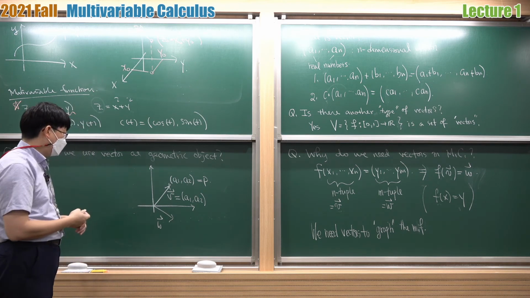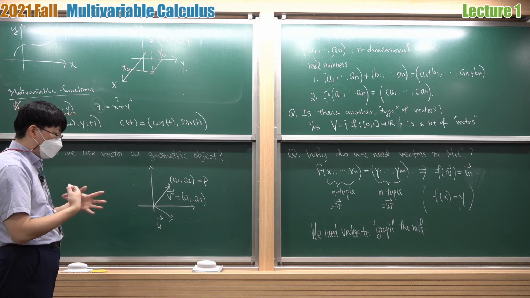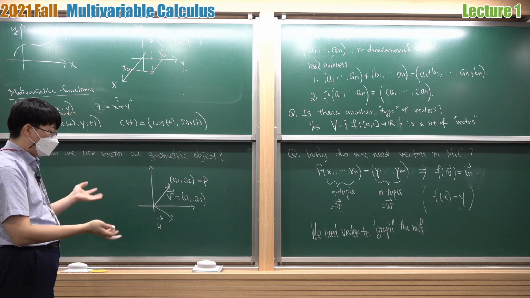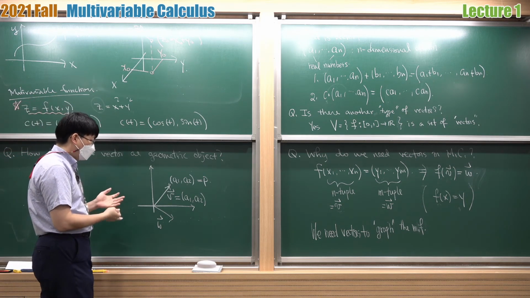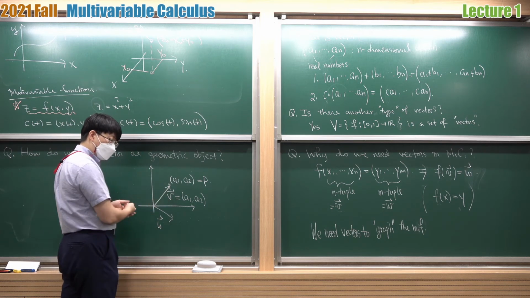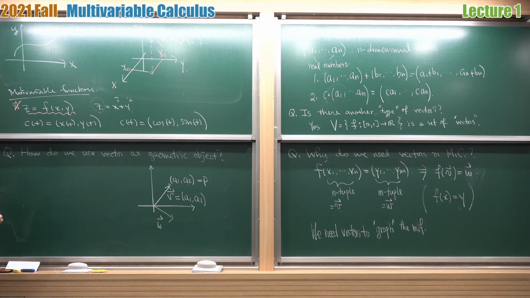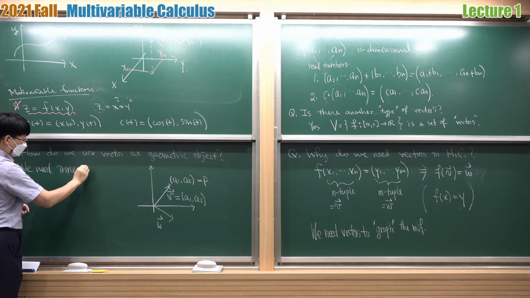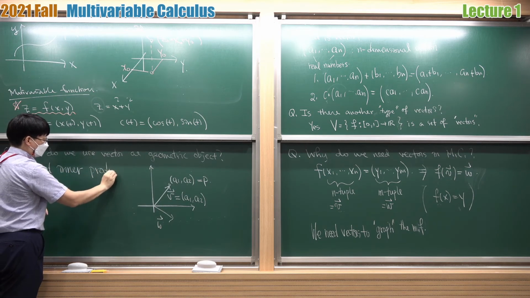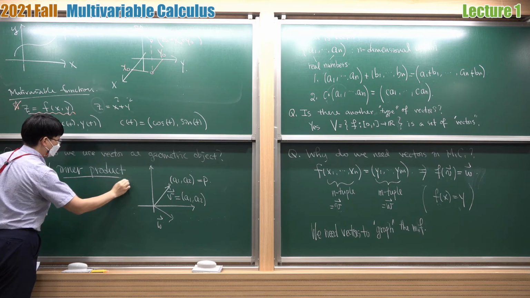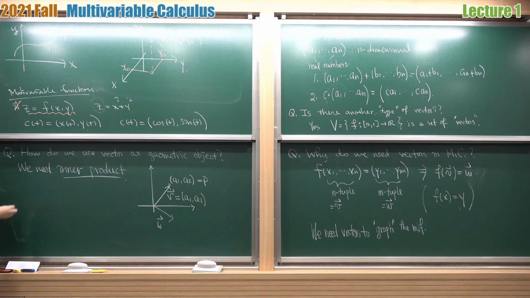But just say you have random vectors and you don't know the coordinates, but you have some relationship between other vectors, then you can probably find out the position of these vectors. So that's where the inner product comes in. So we need the inner product. How do we define the inner product?